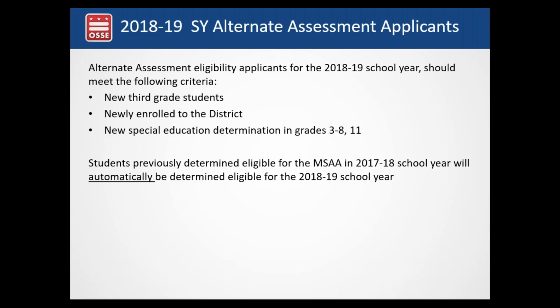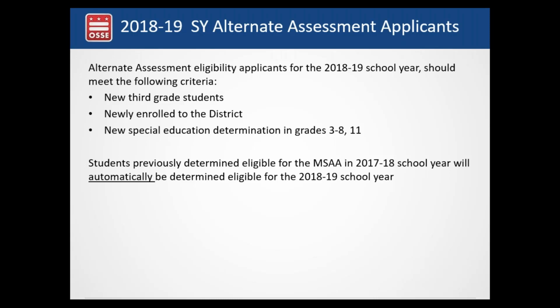For this year, students that will be participating in the MSAA, if they were not already determined eligible for the 17-18 school year, new participants will include new third grade students, students newly enrolled to the district, any new special education determination for students in grades 3 through 8 and 11, or any high school students that have not participated last year. So if you have a 10th grader who was in the 10th grade last year but is now in 11th grade, and your LEA believes that they will need to participate in the MSAA, then you will need to complete all of those steps that were on the previous slides.